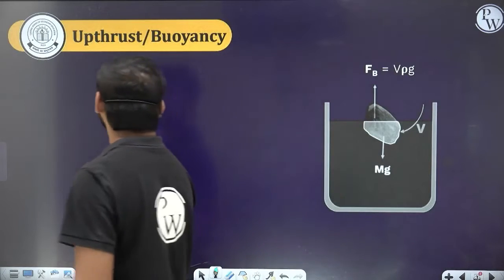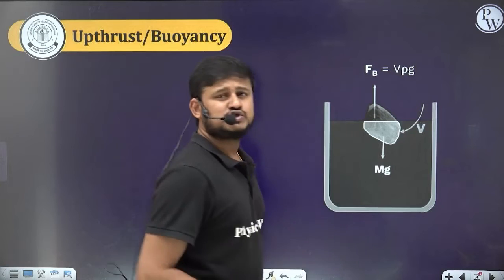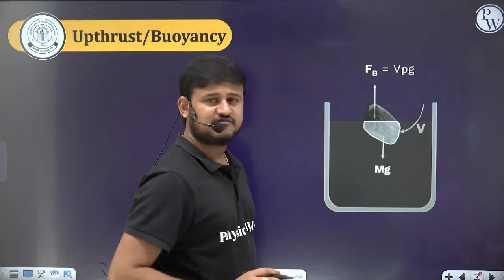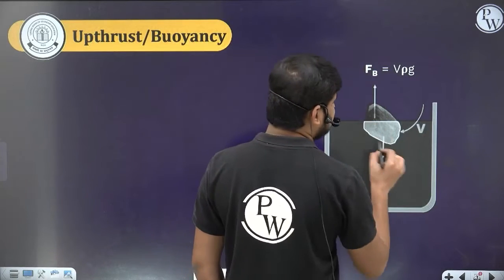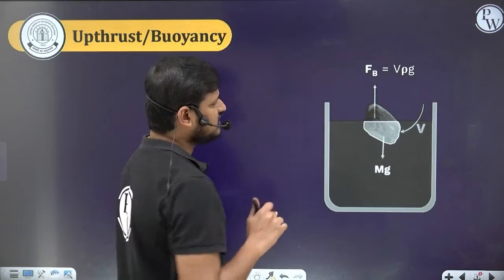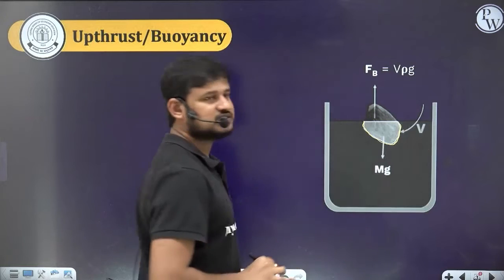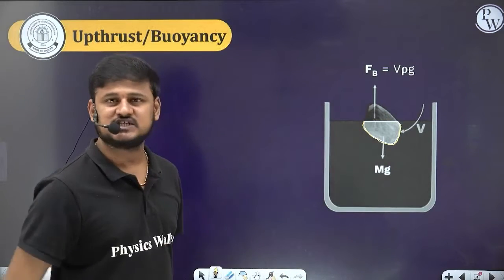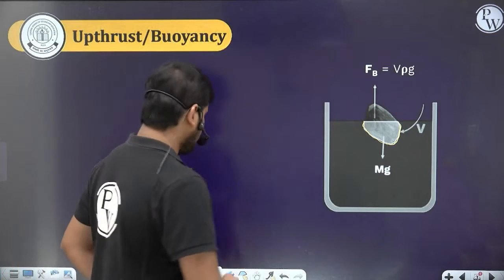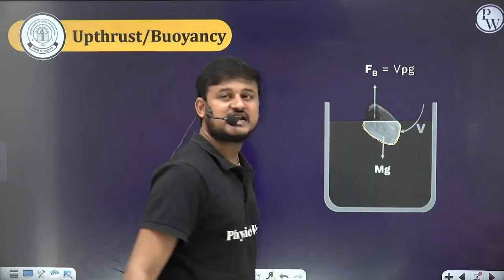First, what is upthrust or buoyancy? See, when an object is placed in a liquid, let's suppose it is floating this way. Here, if you observe, some part of the solid is immersed in the liquid and some part is floating. Now, what are all the forces that are acting on the body?